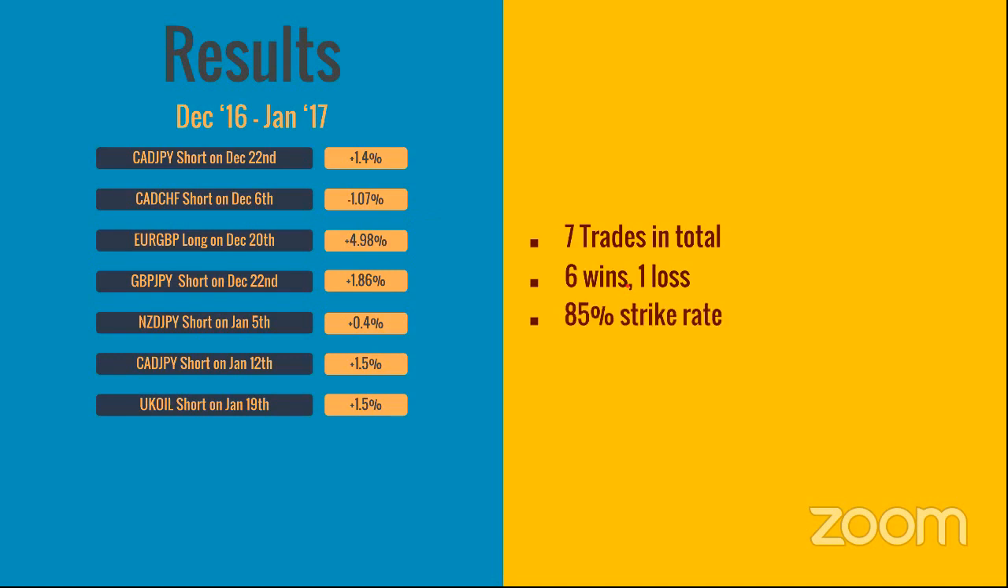So considering everything together, this makes for an 85% strike rate. Strike rate, you remember from the course, is the percentage of your wins to the total number of trades that you've taken. In this case, 7 trades in total, 6 wins, 1 loss, 6 by 7 is approximately 85%. So what does that mean? I'll come back to what the implication of that strike rate is, or maybe I should just say it now.